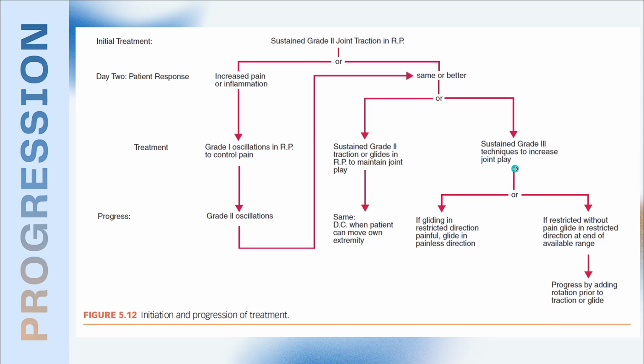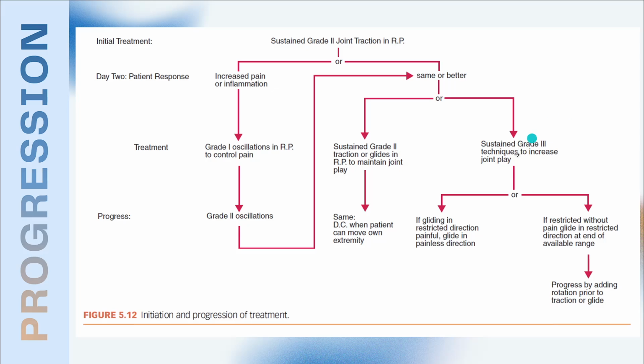Now, this is where it gets really complicated, guys, okay? Because you have to apply the concave convex rule. So I'm gonna speak to you in a very calm manner so that you won't panic. If gliding in the restricted direction is painful, glide in the painless direction. Alright? So let's say your patient has limited shoulder flexion. In shoulder flexion, the arm moves anteriorly. The rolling occurs anteriorly. The convex humeral head is the one moving, meaning the sliding occurs posteriorly.